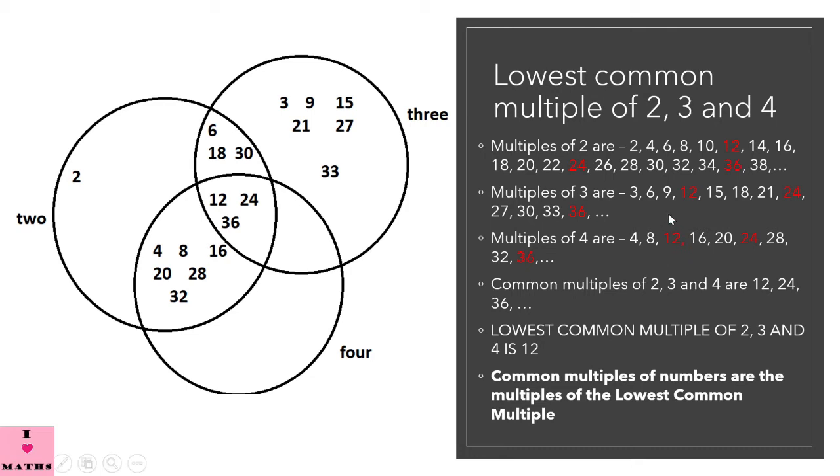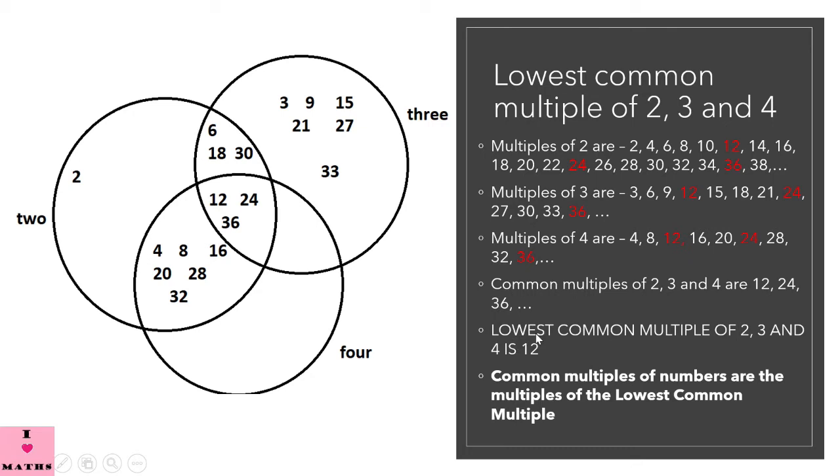3, and 4. Please have a look. 12 is there in all the 3 lists. See? 24 is also there in all the 3 lists, here, here, and here. Again, 36 is also there in all the 3 lists. So common multiples of 2, 3, and 4 are 12, 24, and 36.